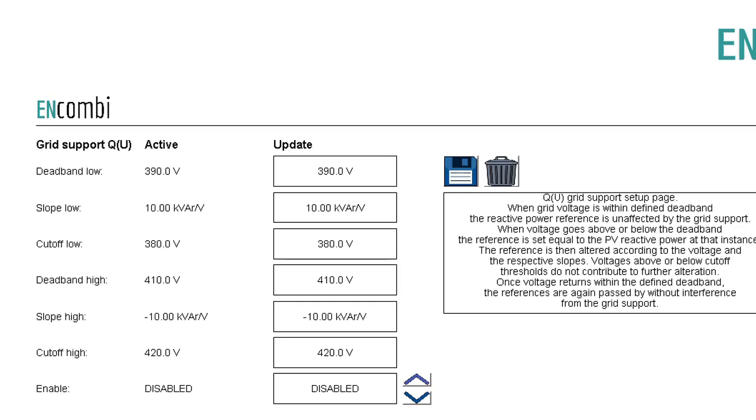In case the voltage goes above or below the set band, the reference is then altered according to the voltage and the respective slopes. During these scenarios, the voltages above or below the references will be cut off. Once voltage returns within the defined dead band, the references are again passed by without interference from the grid support. If you do not need this setting, keep it disabled.